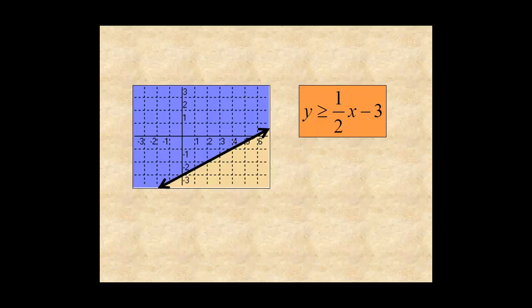This graph is a region called the half plane that is bounded by a line. All points on one side of the boundary line are solutions. All points on the other side are not solutions.